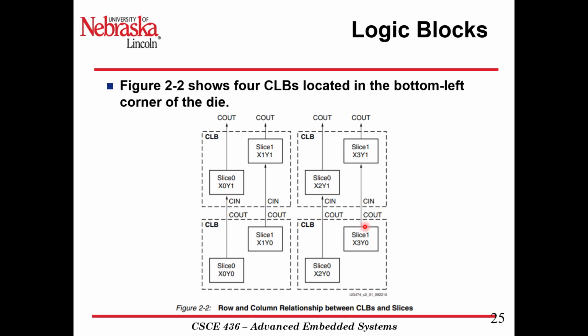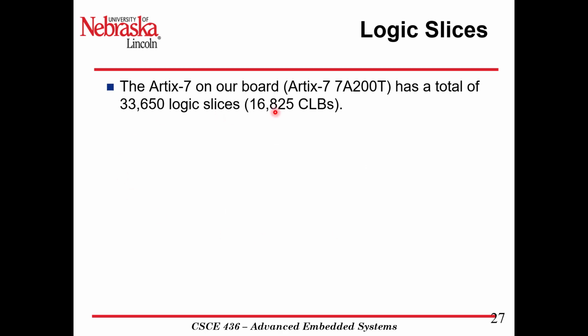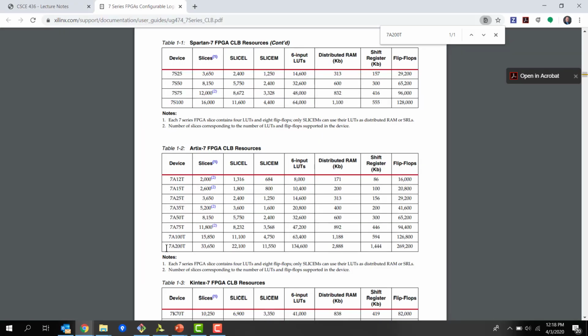So let's look at each of those slices. That's the bottom left corner of the die. On our Arctic 7 board, we have the Arctic 7 chip, the 7A200T, and if you look in here for A7A200T, it shows how many resources we have.